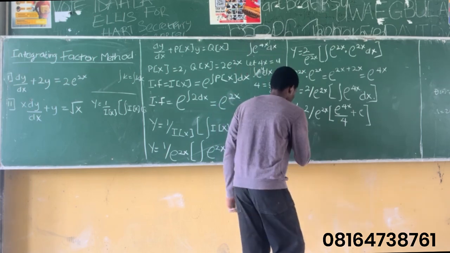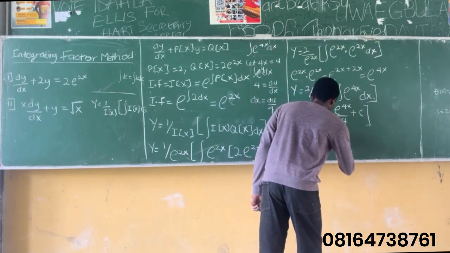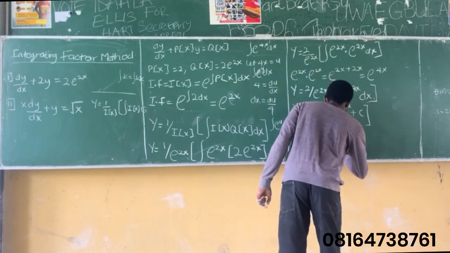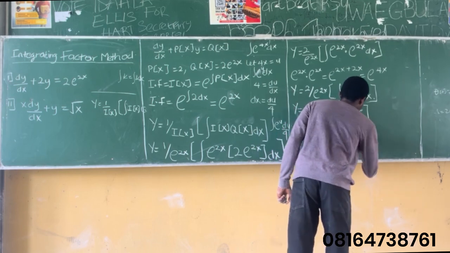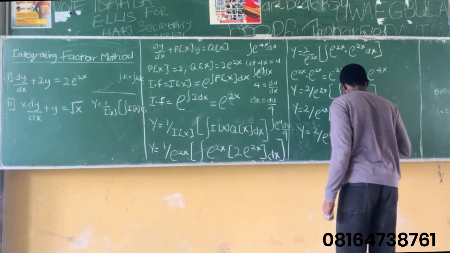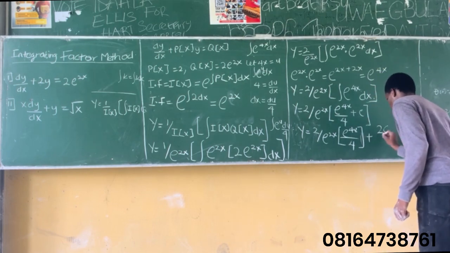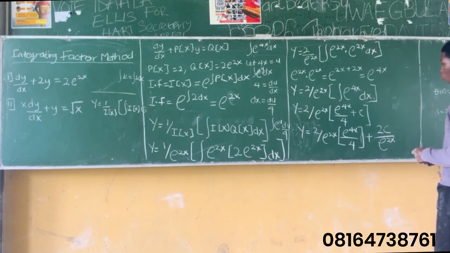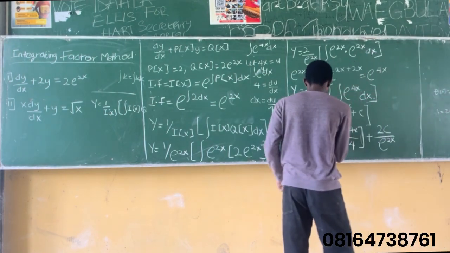So now y is 2e^(2x) multiplied by this and also multiplied by this. So it's going to be e^(4x) all over 4 plus 2c e raised to the power 2x. So now this cancels out this, and it is going to be 1 over 2.